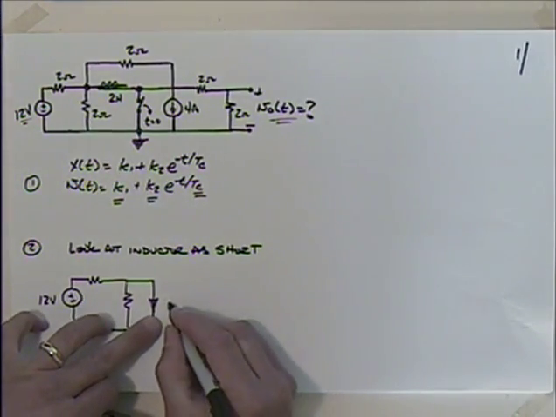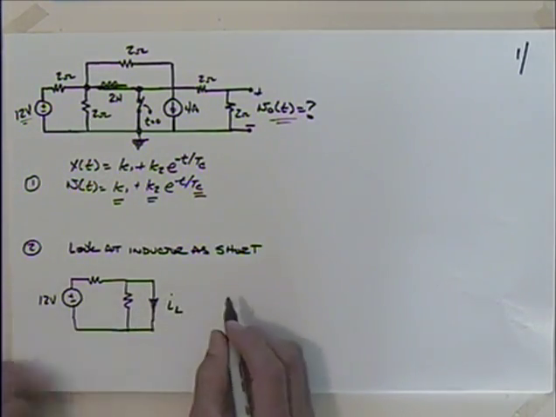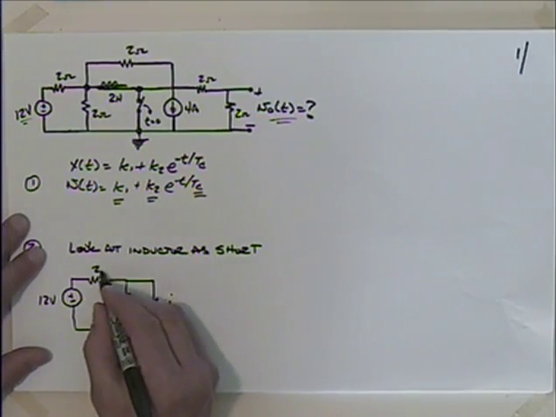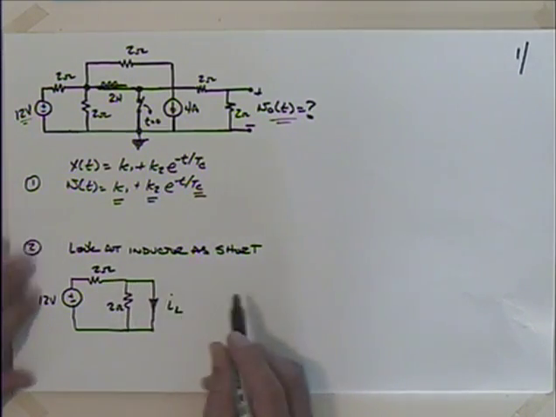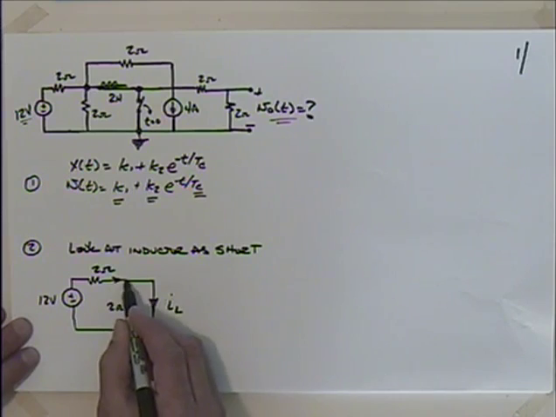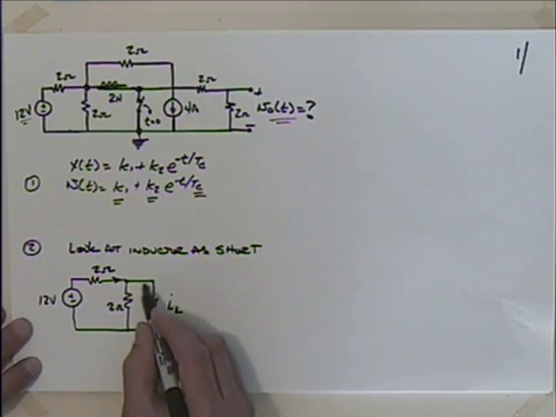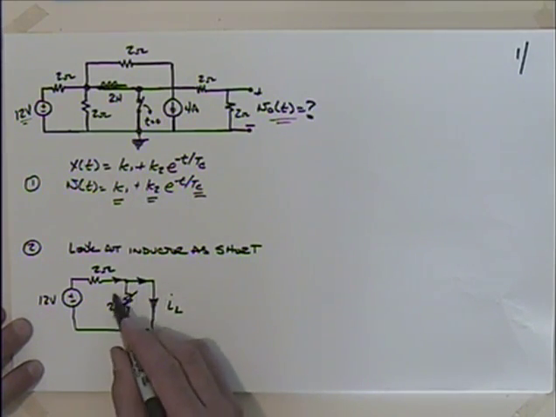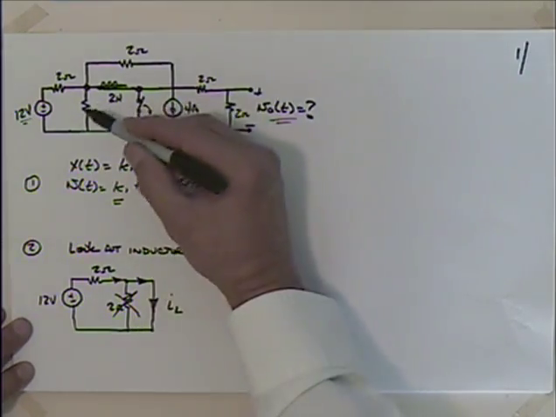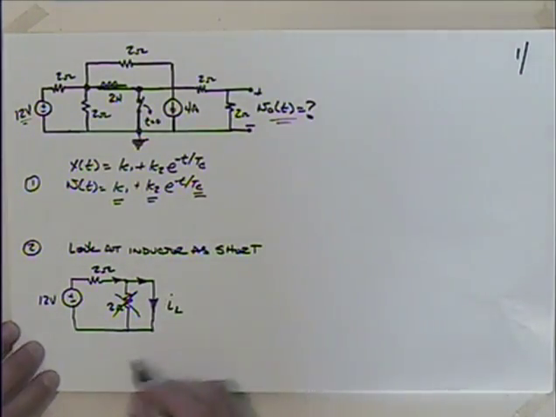So I'm going to call this I of L. Okay, and this is 2 ohms and 2 ohms. Now we see any current getting to this point is not going to go through that 2 ohm resistor. It's going to go through this dead short. So we have effectively removed that, but I left that in just so we can see it a little better.